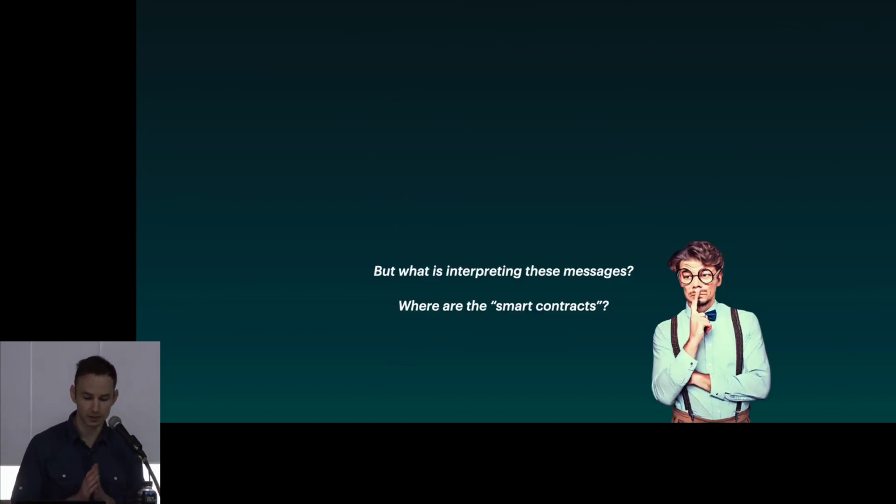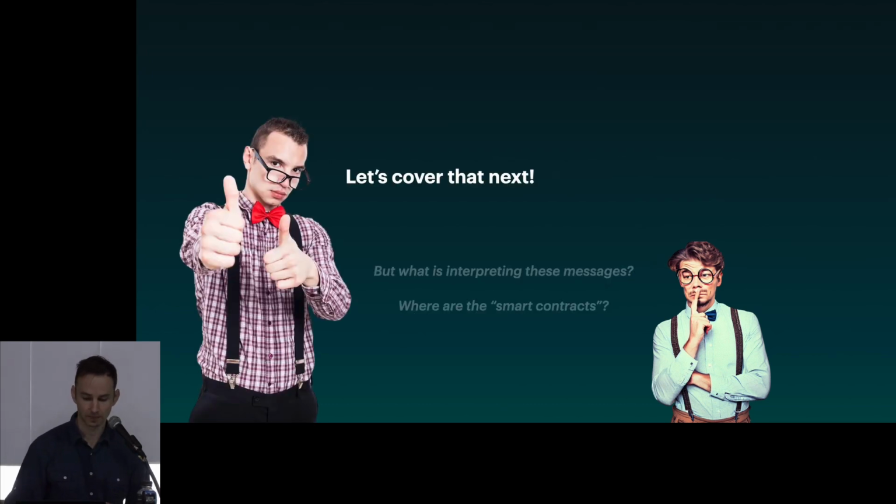Very, very similar. It's just a record, and that's useful because we want to recreate the same state on all of those clients across all of the devices. That's why we have a record of what's going on, so we can distribute that to all of the different clients. So what's interpreting these messages? This is where we get to the smart contract stuff that I was talking about. Let's cover that.